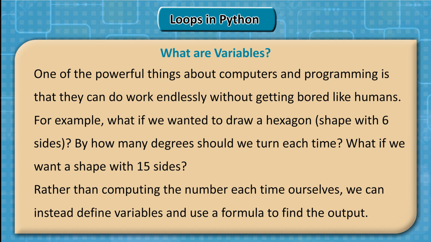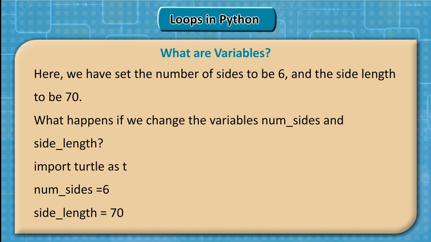Rather than computing the number each time ourselves, we can instead define variables and use a formula to find the output. Here, we have set the number of sides to be 6, and the side length to be 70. What happens if we change the variables num sides and side length?